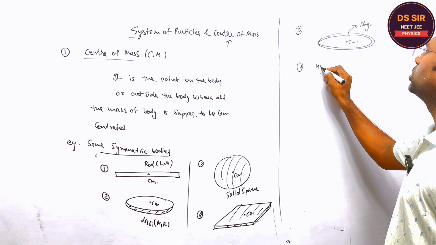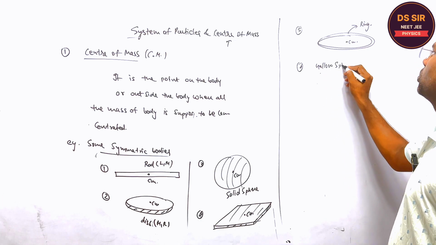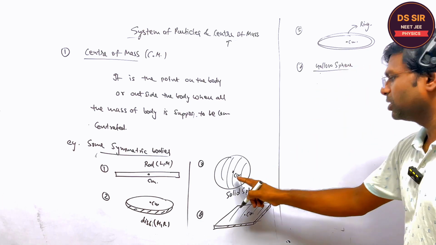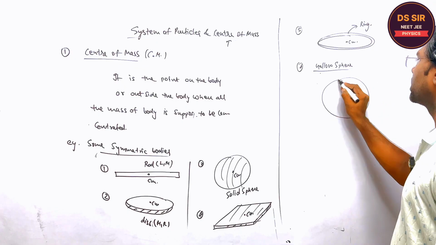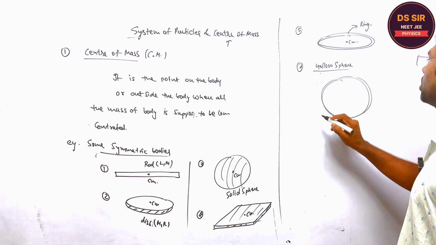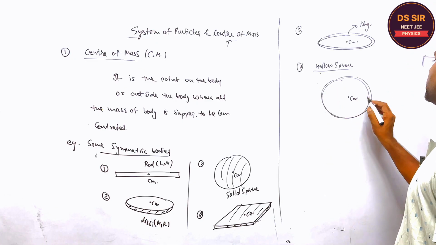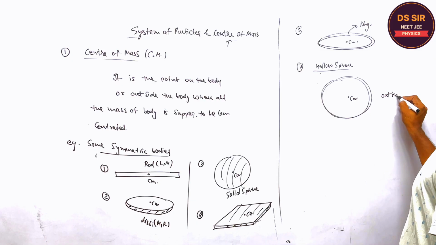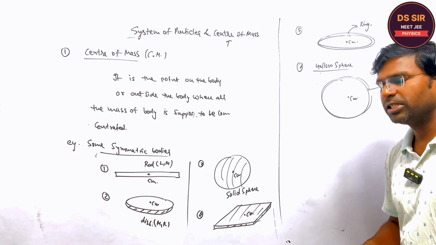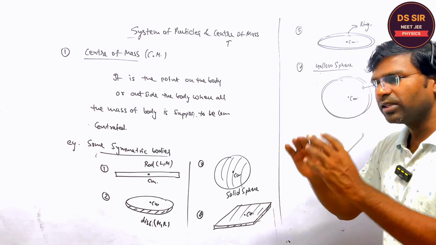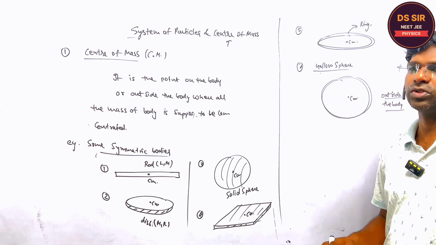For example, a hollow sphere. This is the solid sphere. The hollow sphere is like this, right? Suppose this is the hollow sphere. This is the center of mass, and this center of mass is outside the body. So the definition of the center of mass is: it is a point on the body or outside the body where all the mass of the body is supposed to be concentrated.